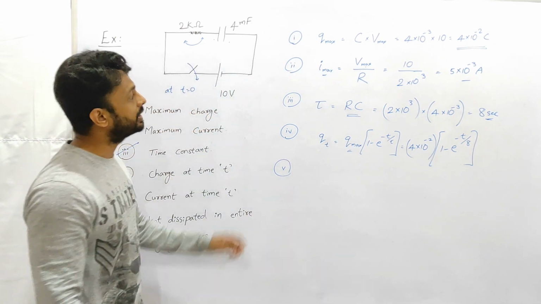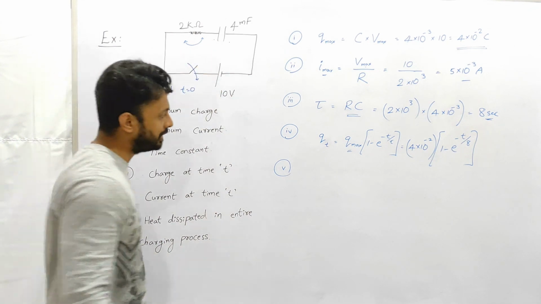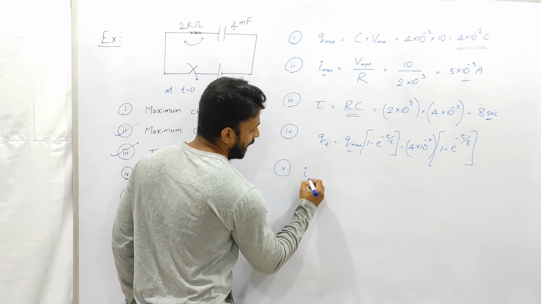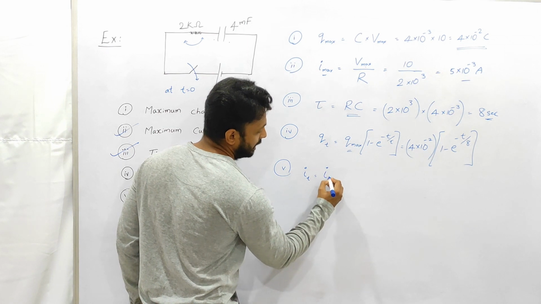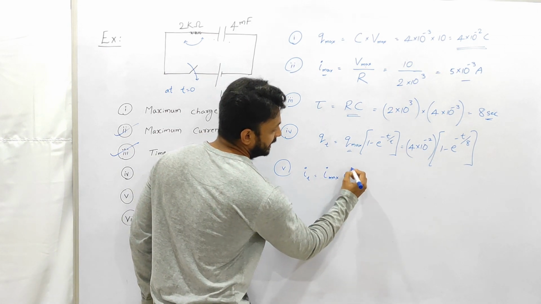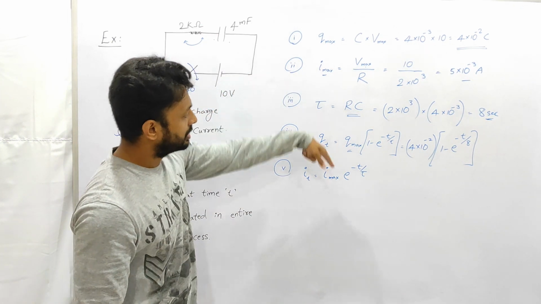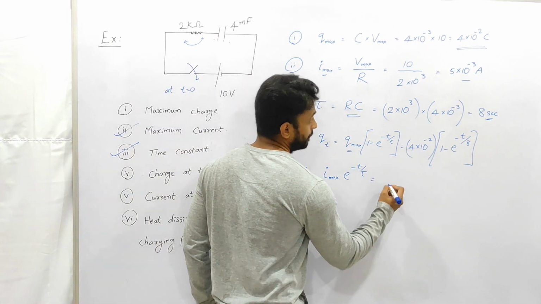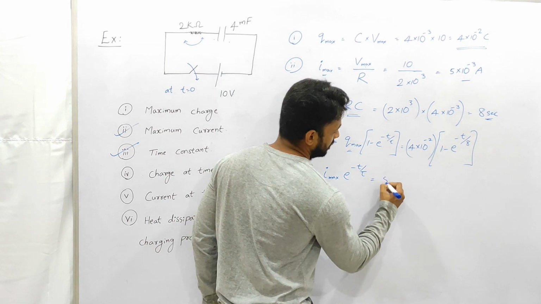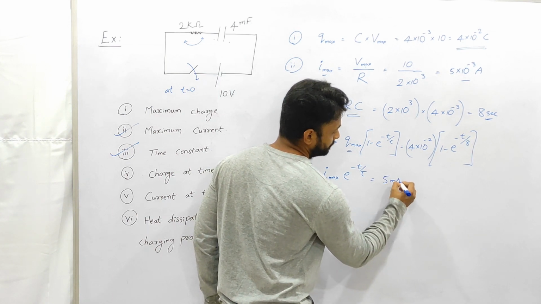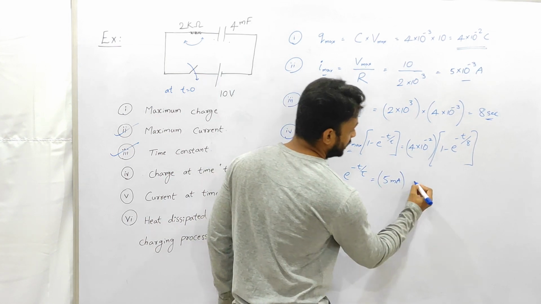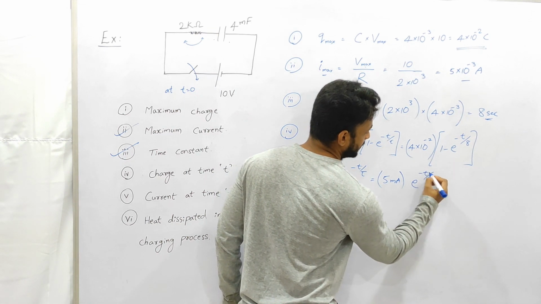Similarly, the current in the circuit at any time t is given by I max into e power minus t by tau. We already got I max, so I just put down the things here. The I max is 5 milliampere into e power minus t by 8. There we go.